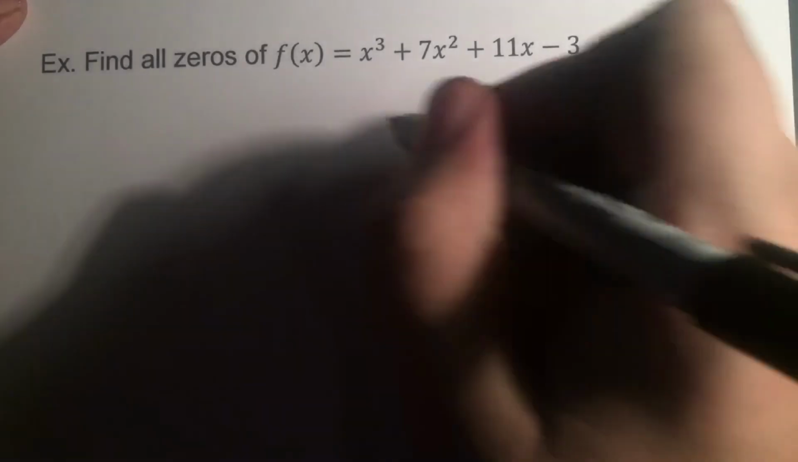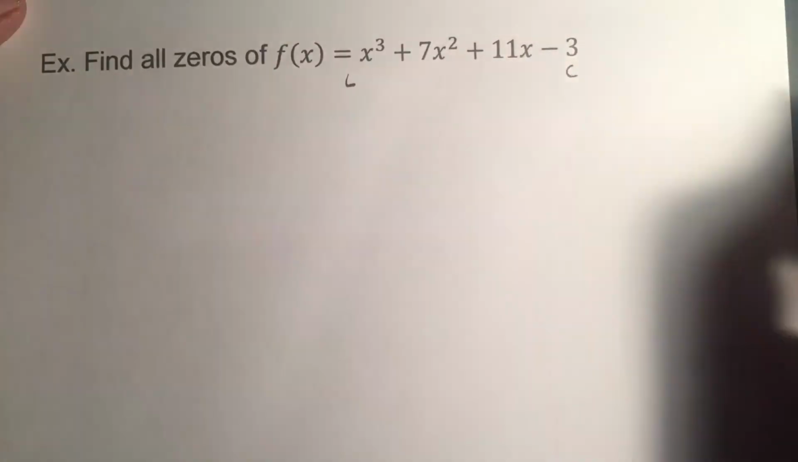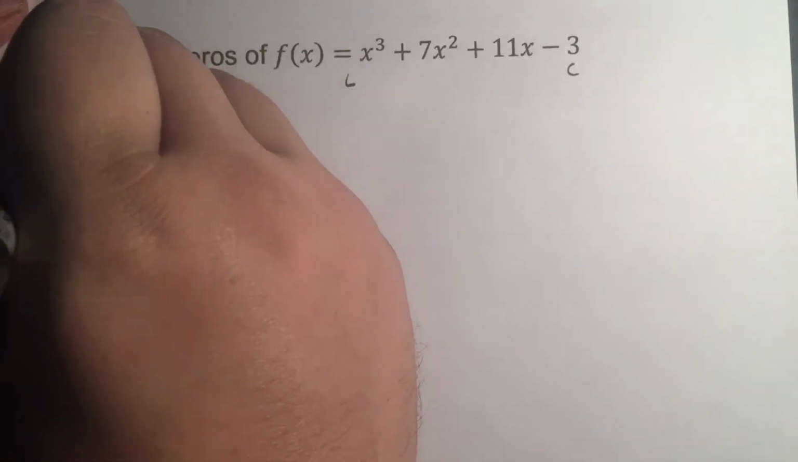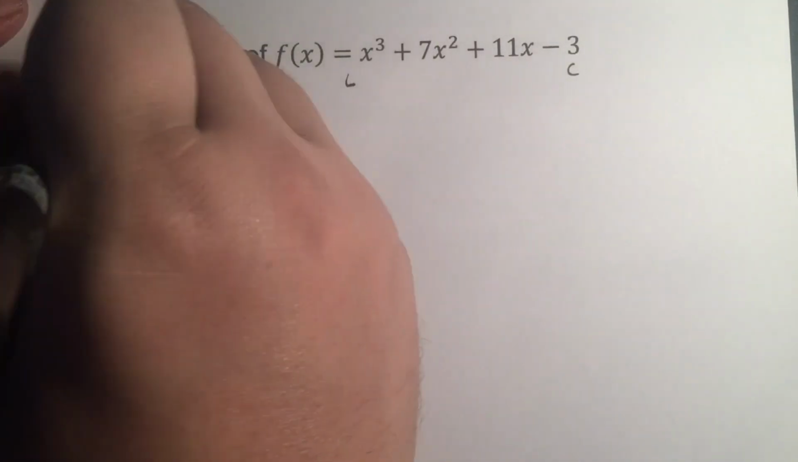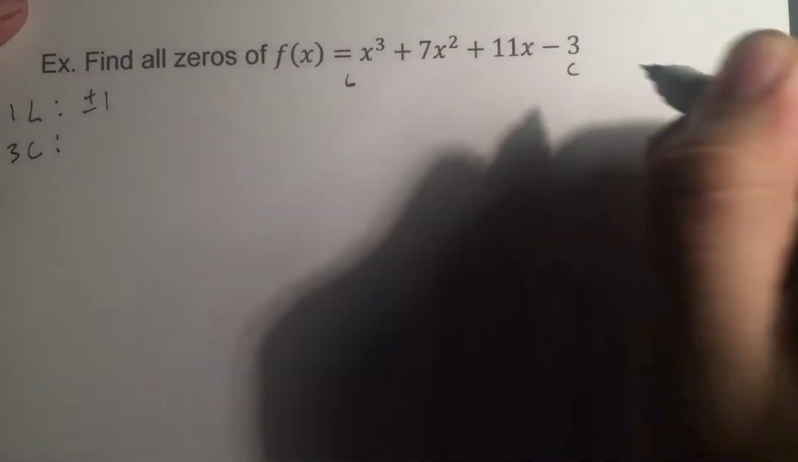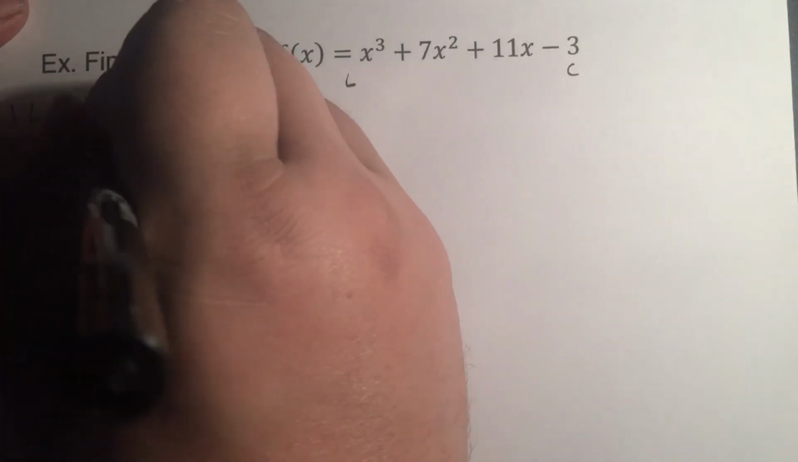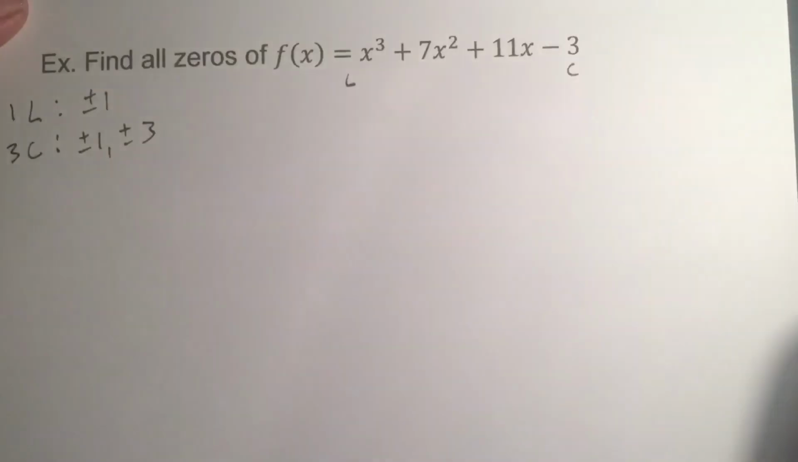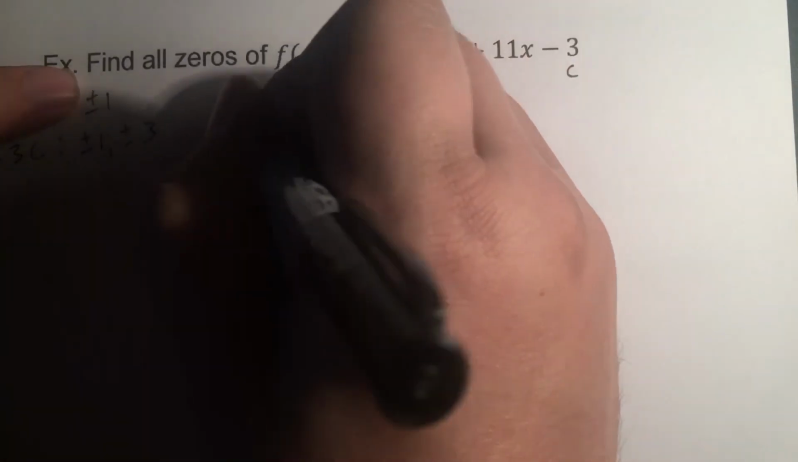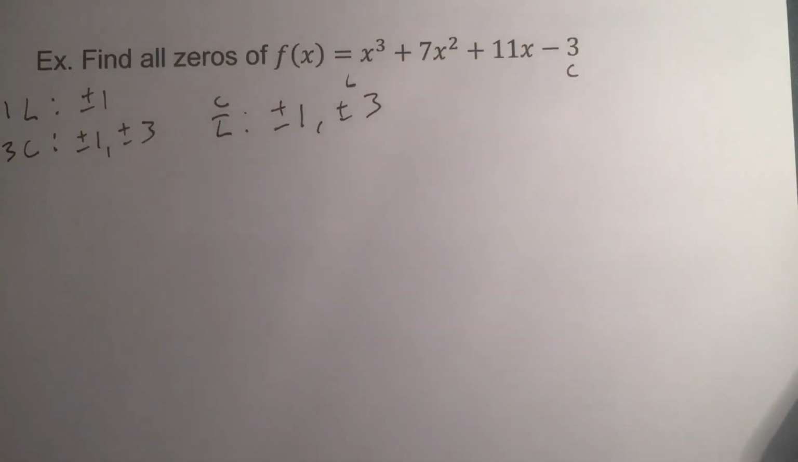So we're going to find all the zeros here. Again, this is our leading, this is our constant. So leading is a 1, constant is a -3. Factors of 1, just plus or minus 1. Factors of 3 would be plus or minus 1, plus or minus 3. Again, all these are C over L, which is going to be over 1. So it's just going to be plus or minus 1, plus or minus 3. So here we only have 4 to check.